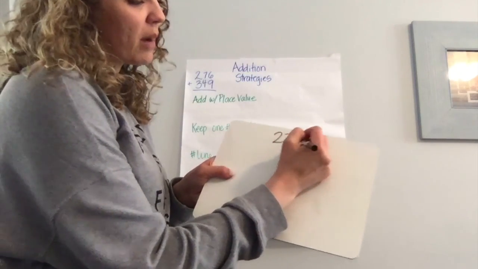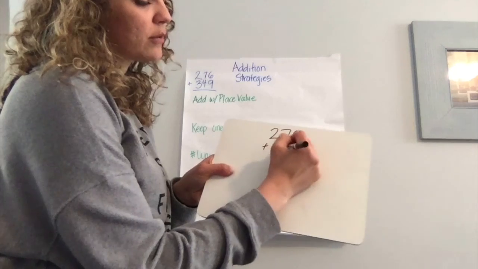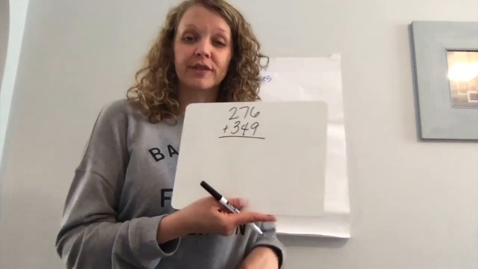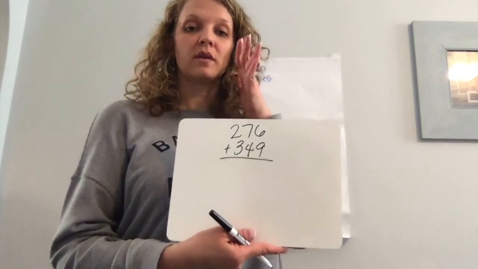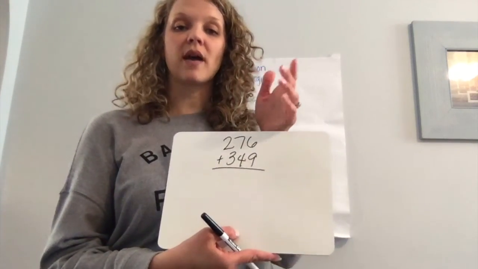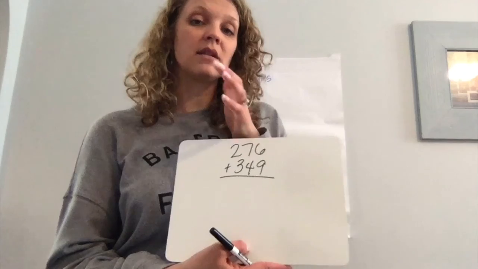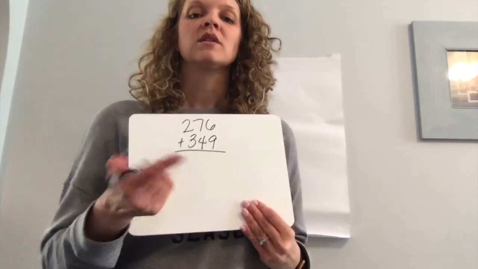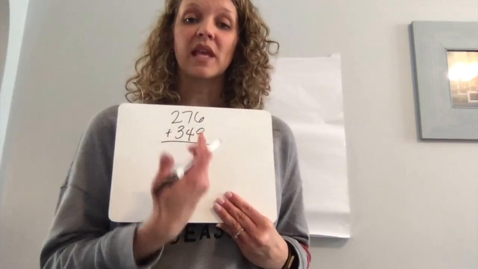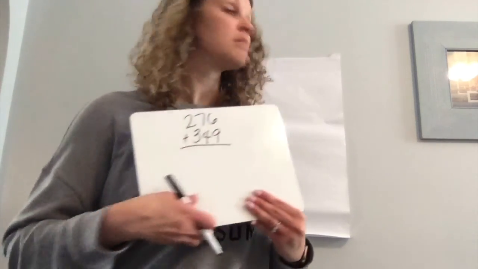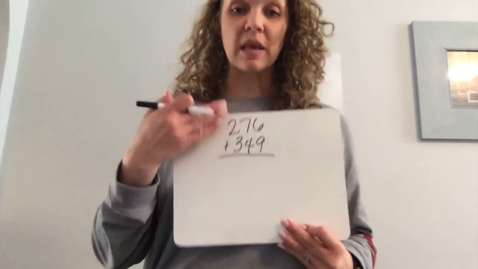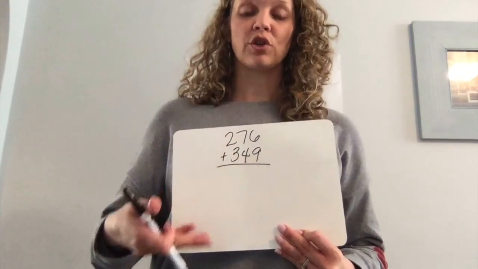So thinking about our problem 276 plus 349, we would call this partial sums. And this strategy that I'm going to show you is actually what we think leads into the algorithm. You'll be able to kind of see that as we go. So partial sums is going to think about each part of the problem, much like adding with place value did, but we are going to keep it up and down like this.